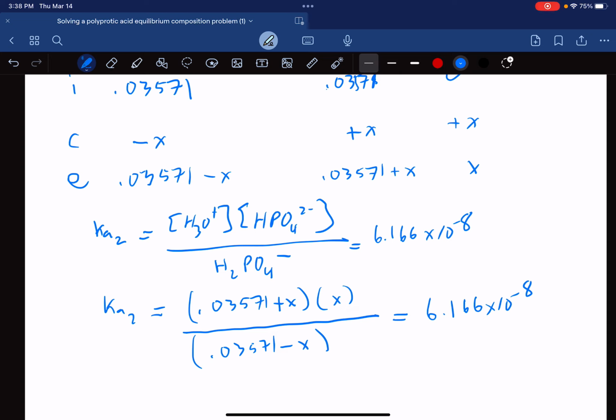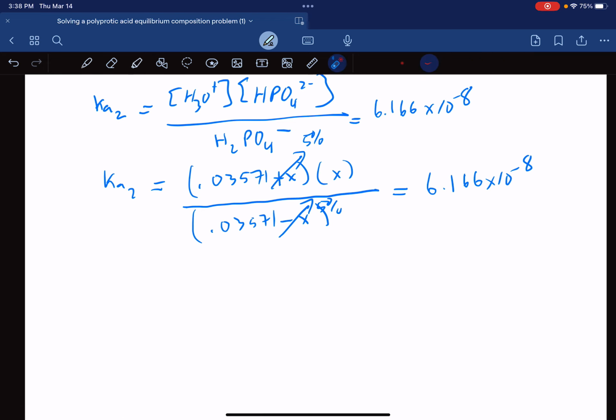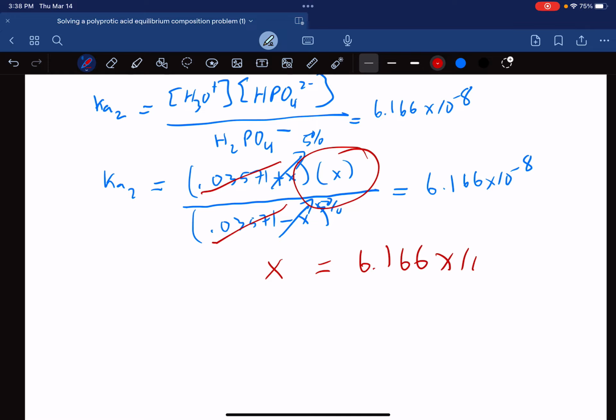And here's the beauty of this. Both of these x values, if we compare them to our original values, this x compared to this, and this x compared to this, they are negligible. They're less than 5%. So what we can do is 5% rule this, and 5% rule this. And if you take a look, it makes a really simple problem, because what do we have left on the top? We have 0.03571 and 0.03571, which are the same value, which means that we can cancel these out. So what does that leave us with? x is equal to 6.166 times 10 to the negative 8.